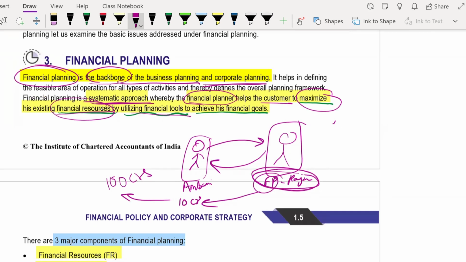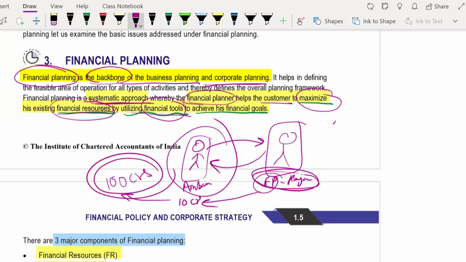How is this going to be practically possible? You have to use a few financial tools. Maybe you will make an industry analysis, maybe a few ratio analyses, maybe a few other financial tools which you're going to read below, and using those you will help Ambani achieve his financial goal of 100 crores. So financial planning is a systematic approach whereby the financial planner helps his customer maximize his financial resources using a few financial tools and achieve his financial goals. This is financial planning.